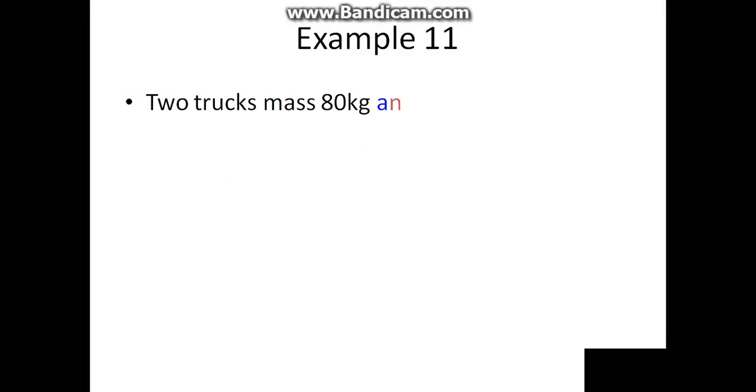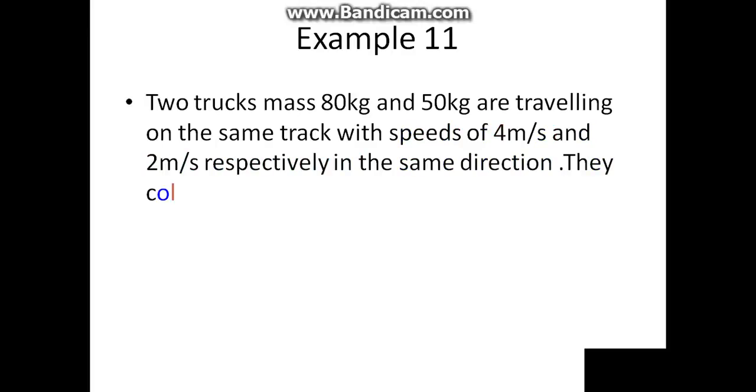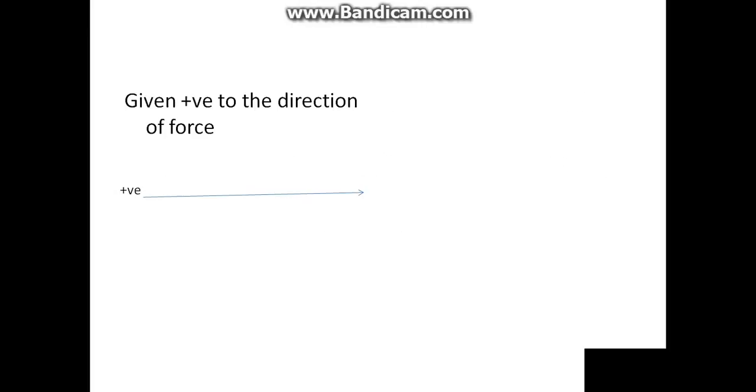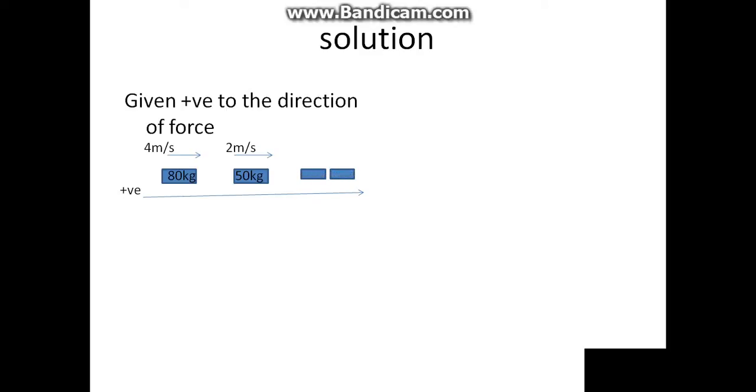Example 11. Two trucks, mass 80 kg and 50 kg, are traveling on the same track with speeds of 4 meters per second and 2 meters per second respectively in the same direction. They collide and hook together. With what speed do they combine? Solution. Giving positive to the direction of force, the first truck has a velocity of 4 meters per second and a mass of 80 kg, while the second is moving with a velocity of 2 meters per second and a mass of 50 kg. The two combine and form a uniform velocity. We know that the momentum before they combine is equal to the momentum after they combine.